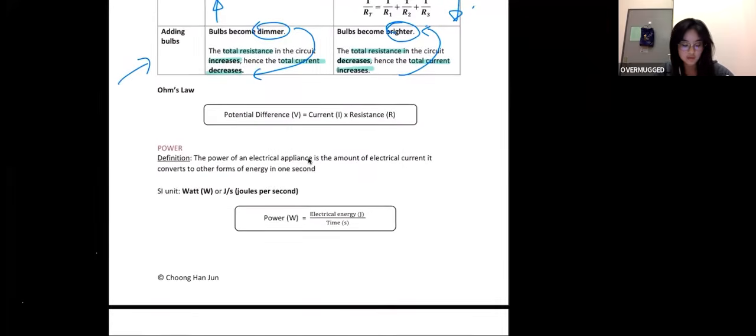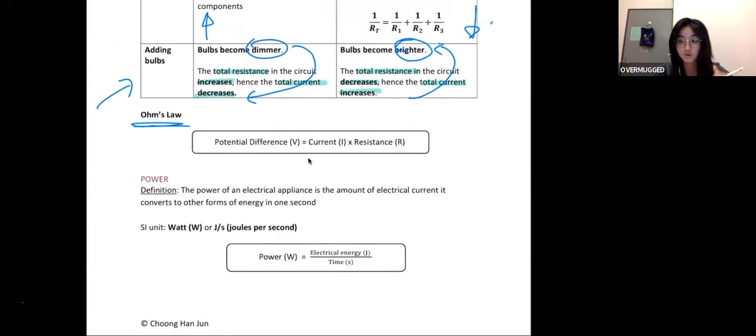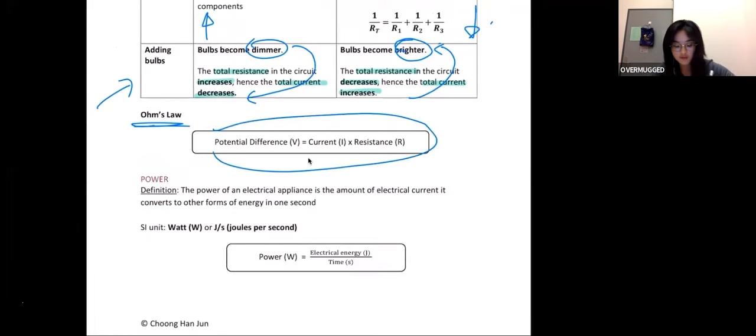Now, for Ohm's law, once again, not all of your schools will be testing Ohm's law, but for those that are, you have to be very familiar with the V equals IR equation. For anything, you have to be able to use V equals IR, and you just have to move the things around. For example, if you want current, it becomes V over R. Or if you want resistance, that will just be V over I.